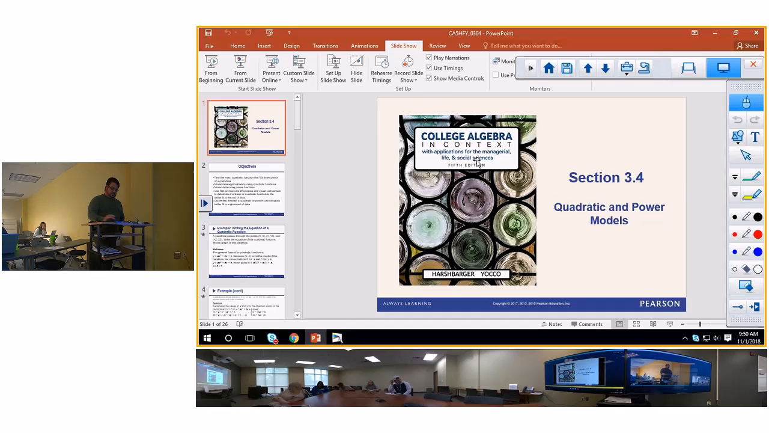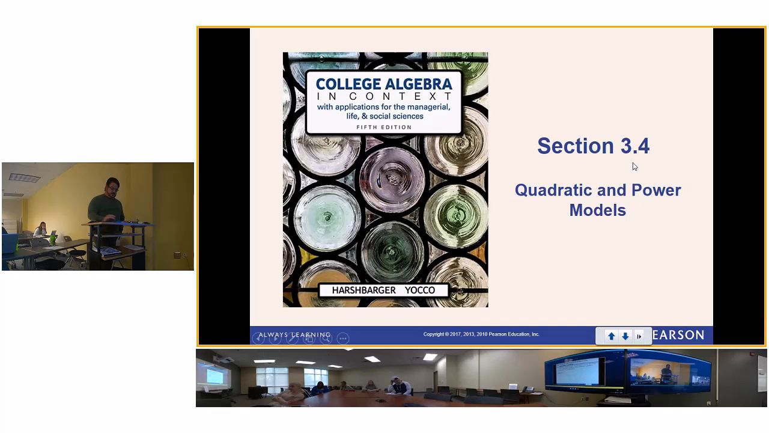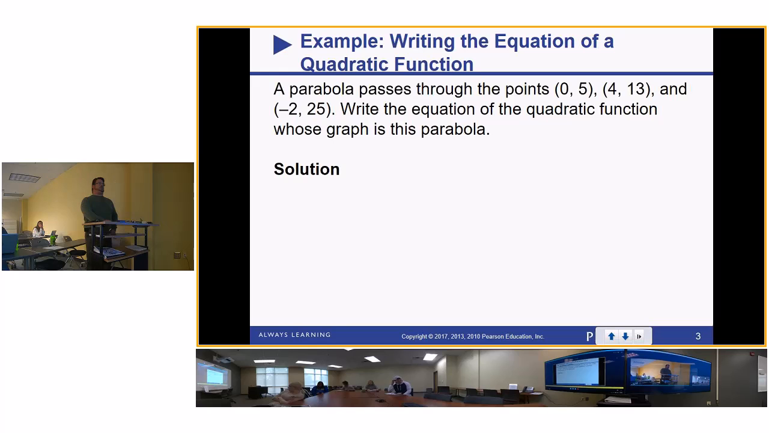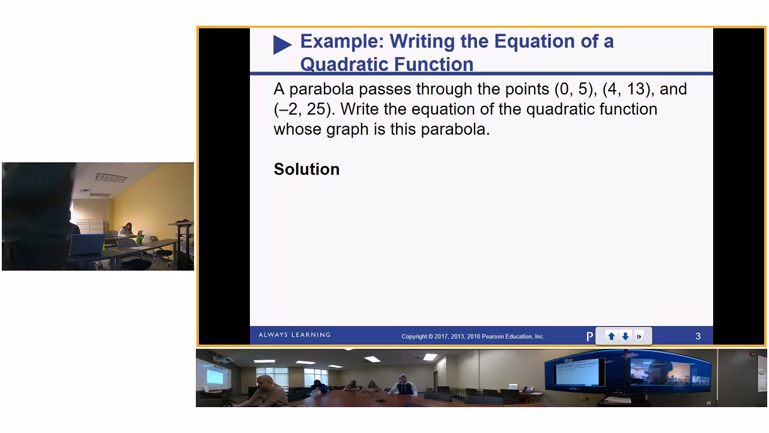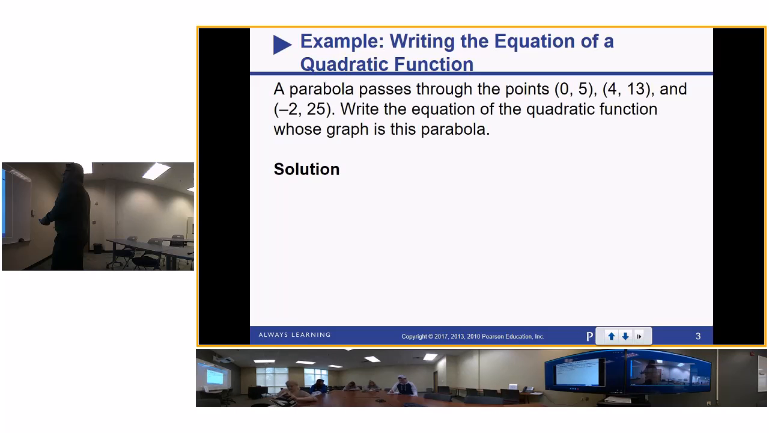And I'm just using these slides because this is the question I really want to go over by hand. So go ahead and write that question down. A parabola passes through the points (0, 5), (4, 13), and (-2, 25). Write the equation. Now this kind of follows along the same line as finding the equation of a line using the slope. Remember that?